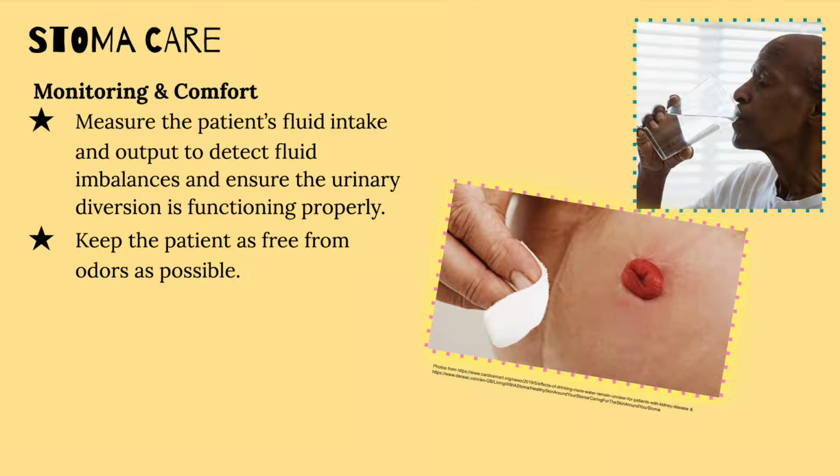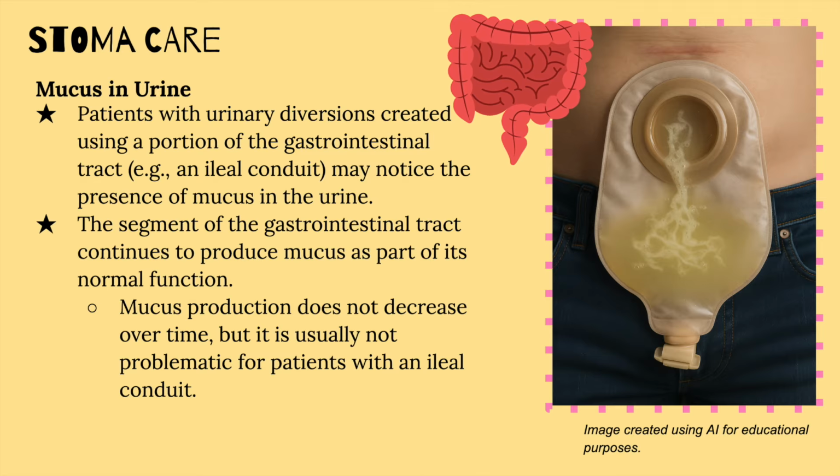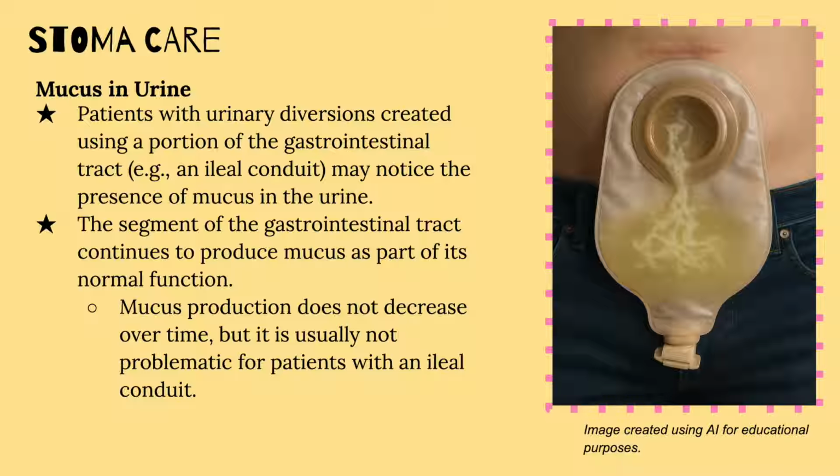Keep the patient as free of odors as possible. You can do this by encouraging hydration, good hygiene, and being sure that their bag is emptied and changed as needed. Patients with urinary diversions created using a portion of the gastrointestinal tract, such as with the ileal conduit that we talked about earlier, will have some mucus in their urine. This is because that segment of the GI tract continues to produce mucus as part of its normal functioning. Now, this mucus production doesn't decrease over time, but usually isn't a huge concern.